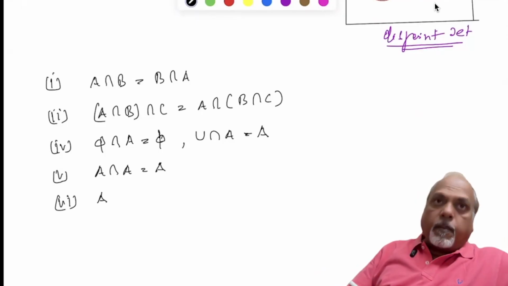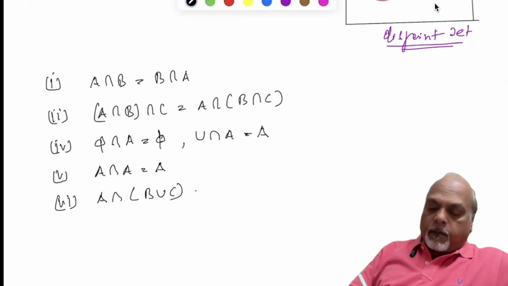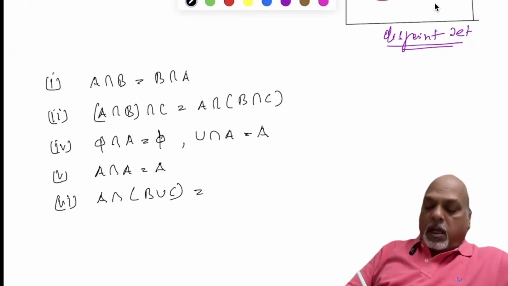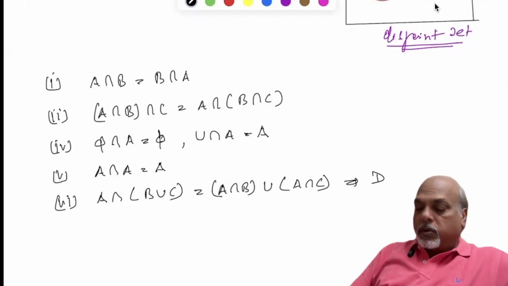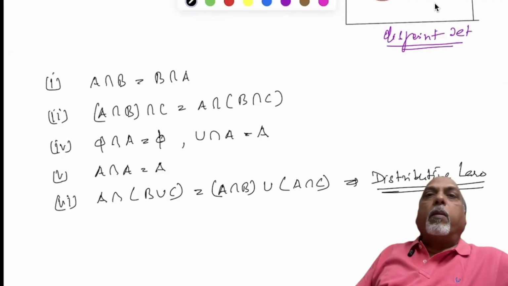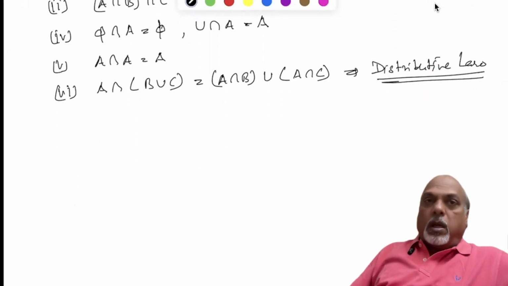Then there is a distributive law also. A intersection B union C is A intersection of B union this A intersection of C. This is basically called distributive law. Correct.